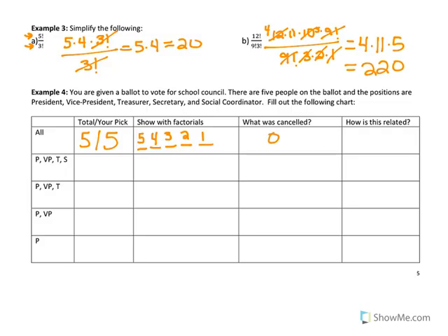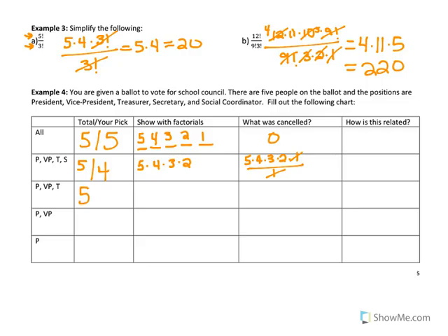Alright, if we're only voting for 4 of these, we have 5 things in total, we're picking 4 of them. So I'd go 5 times 4 times 3 times 2. The thing that was canceled was 1 factorial. Let me write that properly. So we went 5 times 4 times 3 times 2 times 1, and the 1's were canceled, so we canceled a 1 factorial. We don't need to write equals. Okay, next one.